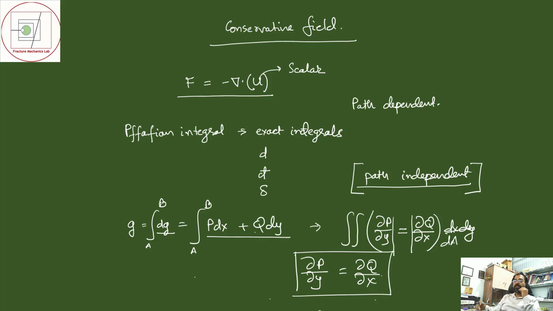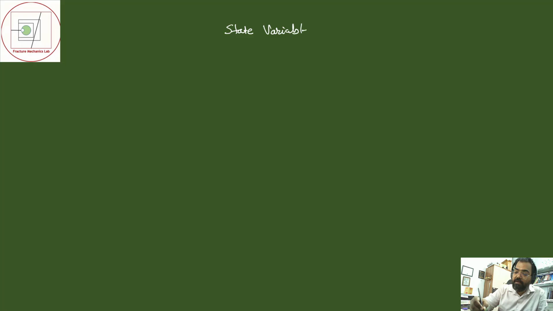You don't have to think much about it. What you can grasp from this discussion is that there are situations where you have variables which do not depend on the path you take from going from say point A to point B, but only depend on the initial and final position. And these variables are called state variables because they are only dependent on state. I'll give you an example of a state variable.